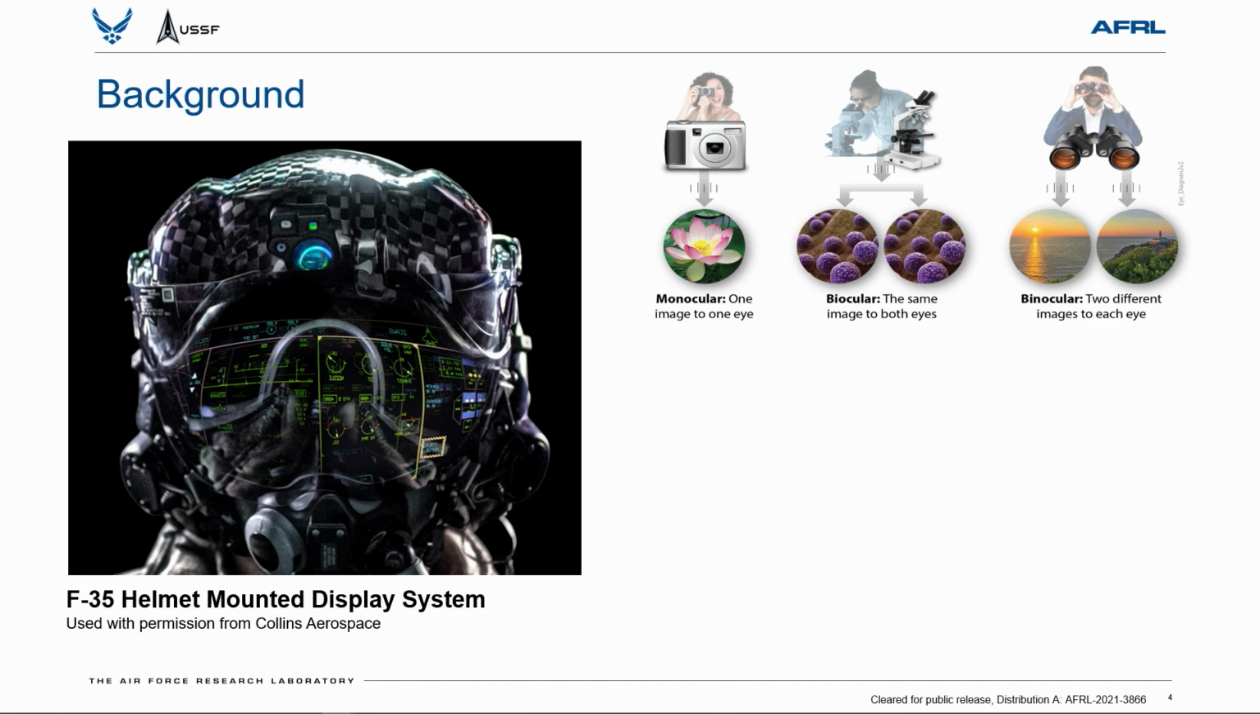Now, HMDs come in 3 different orientations, either monocular, where you have just one optic to one eye, biocular, so the same image is presented to both eyes, or binocular, where you have a slightly different image presented to each eye. And it's the binocular orientation that allows you to create a stereoscopic image and present stereo 3D. Now, the majority of HMDs currently and historically are monocular and biocular. There pretty much are no binocular HMDs out there, okay? But there is a desire in the future to use binocular HMDs in aviation.